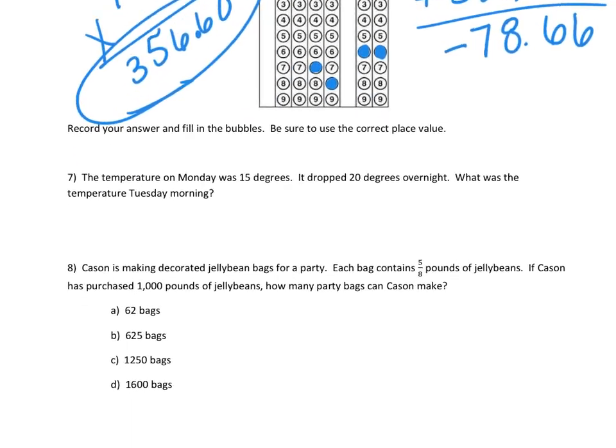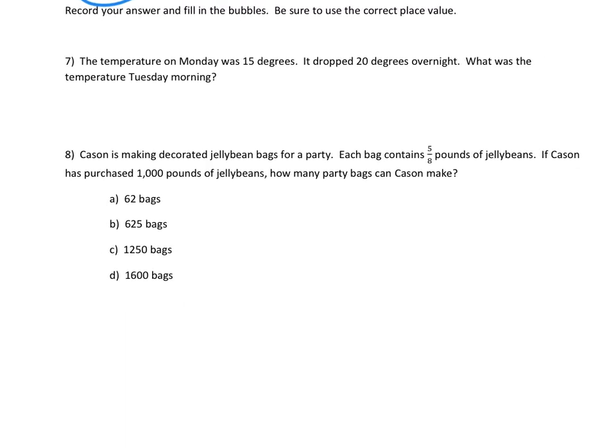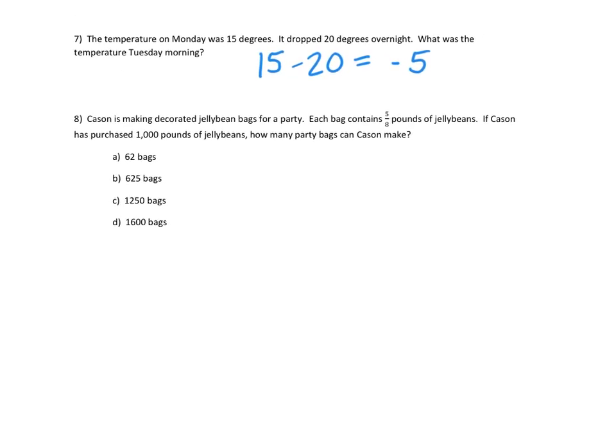Number 7, the temperature on Monday was 15 degrees. It dropped 20 degrees overnight. What was the temperature Tuesday morning? Okay, yes, 15 minus 20 is negative 5. And then number 8.